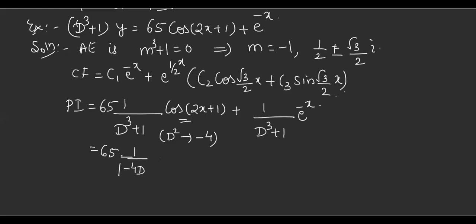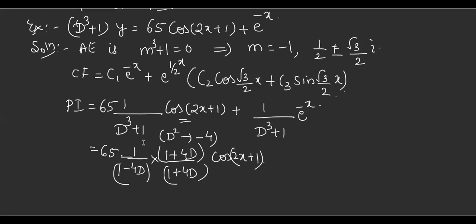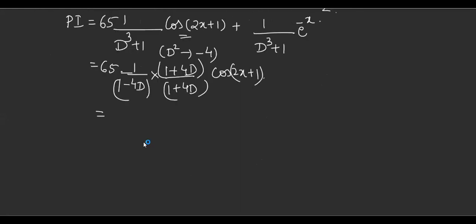Why I have written so is that I could multiply and divide by the conjugate pair here only. What is the conjugate pair of 1 minus 4d? 1 plus 4d. And the advantage of taking it common is that instead of getting bigger numbers, you get smaller numbers. This is cos of 2x plus 1. Let me proceed for the first term only. This is 65, this is 1 plus 4d, and here you have cos of 2x plus 1.